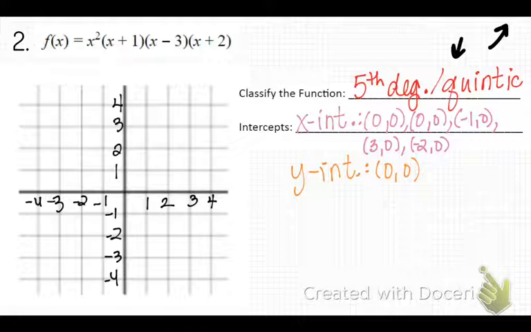Okay, what is my first intercept? 0, 0. And again, I'm going to highlight it because there's a multiplicity. What's my next one? Negative 1, 0. And my third one? 3, 0. And negative 2, 0. Perfect. And where's my y-intercept? 0, 0. And do I start in the top left or the bottom left?